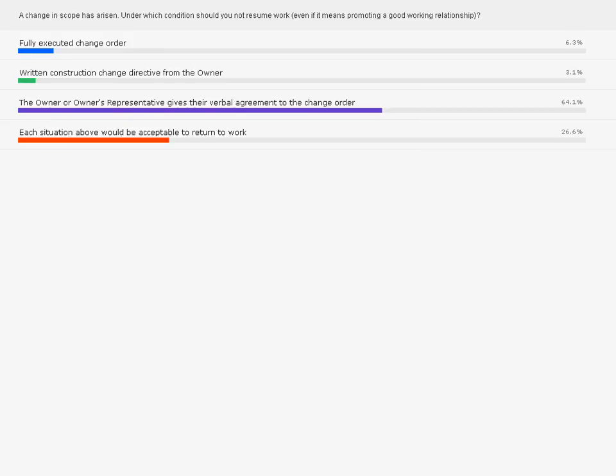So even if it means promoting a good working relationship, a verbal agreement to the change order is simply not acceptable. Have you experienced any of that, Jeff? Oh, absolutely. We've experienced that, and that becomes a problem when that's occurred and it's not dealt with in the way that is contractually valid.